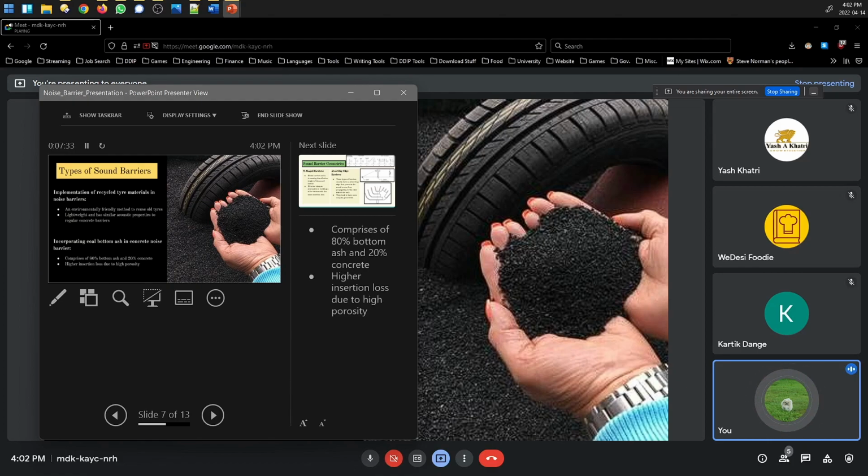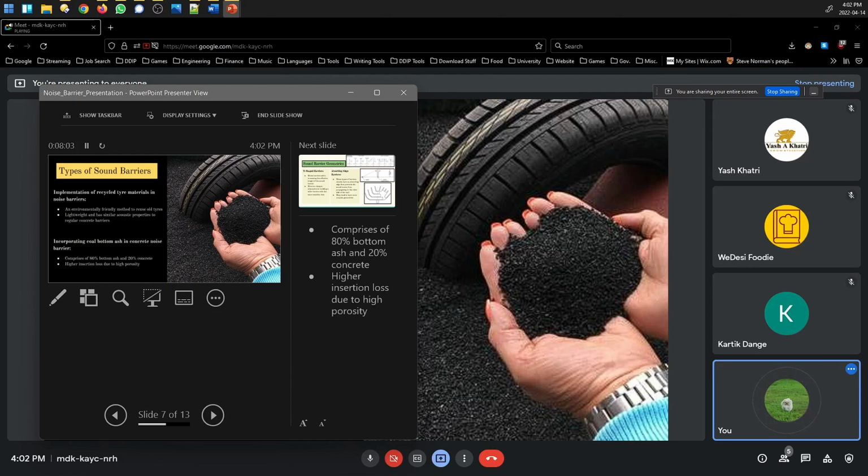Another way is to use coal bottom ash in a concrete noise barrier, which is basically 80% bottom ash and 20% concrete. And this has a much higher insertion loss due to porosity, so in certain cases reusing the materials can be way better and more cost effective because it's less energy intensive to reuse a material that we already have than to produce a completely new material.